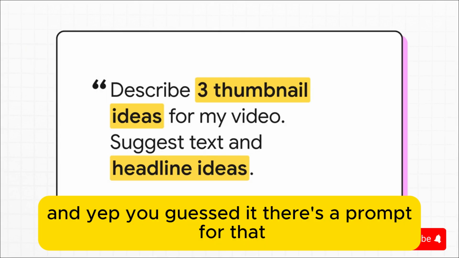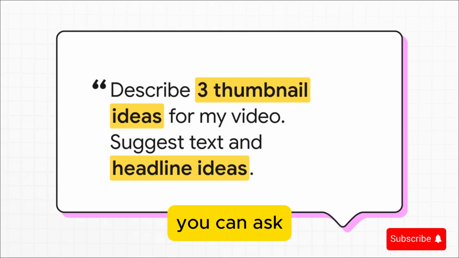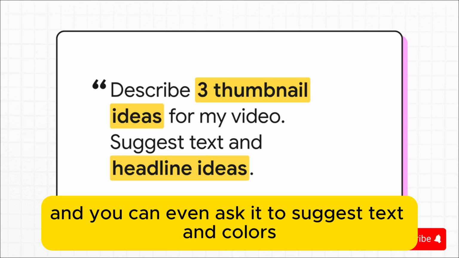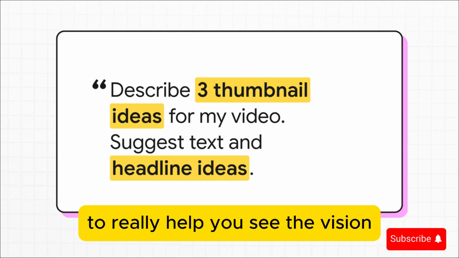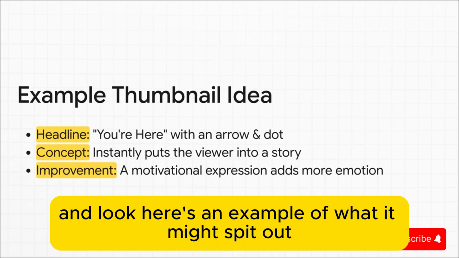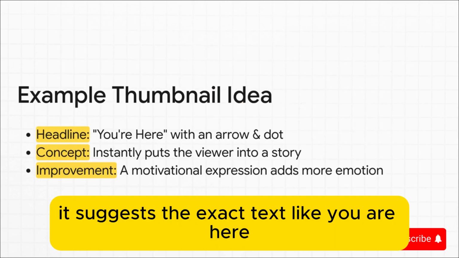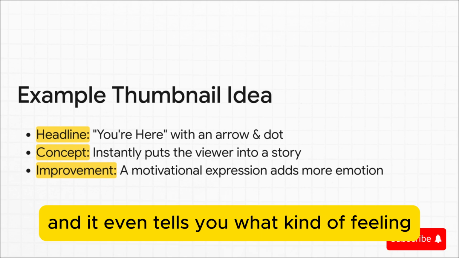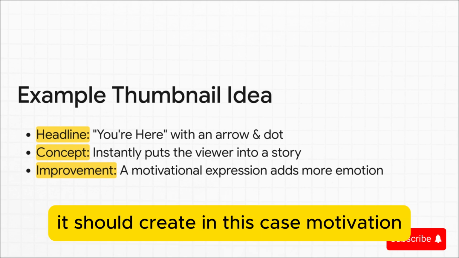And yup, you guessed it, there's a prompt for that. You can ask it to describe 3 thumbnail ideas for my video, and you can even ask it to suggest text and colors to really help you see the vision. And look, here's an example of what it might spit out. It suggests the exact text, like "you are here," a picture idea, and it even tells you what kind of feeling it should create. In this case, motivation.